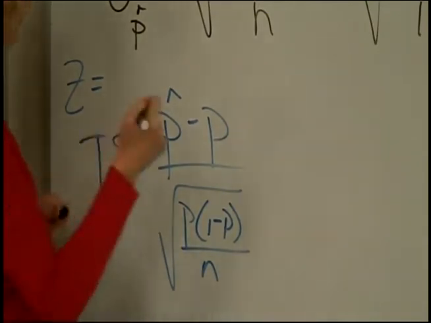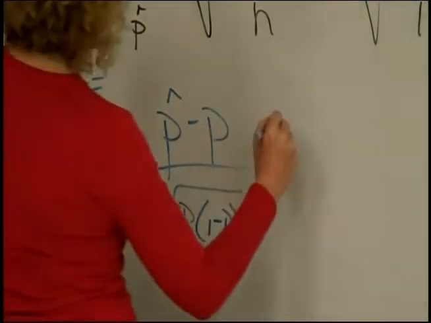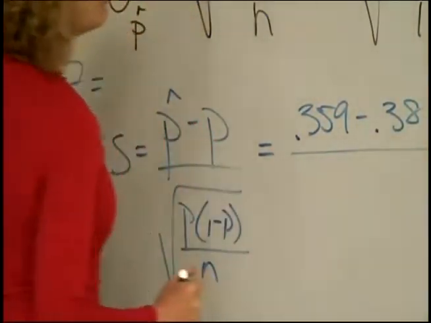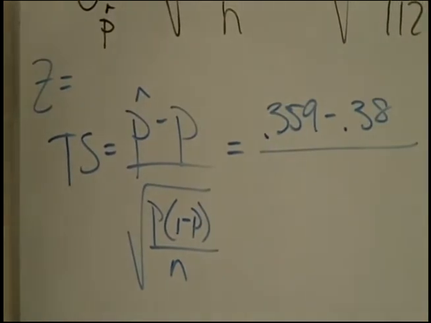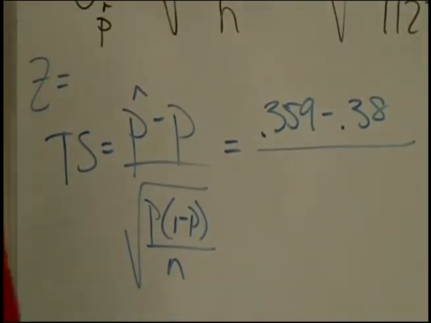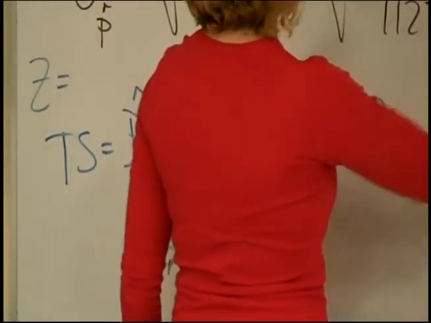Same thing. So our p hat is about 0.359 minus our established p. And did we ever get a decimal approximation for this? 0.014. 0.014? Can anybody agree? Yes. 0.014?